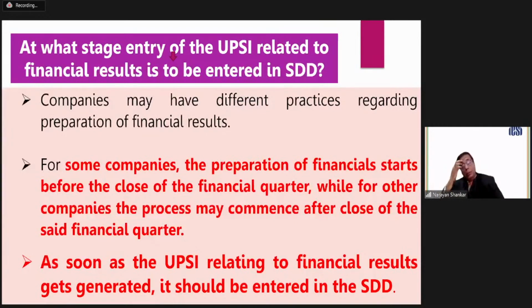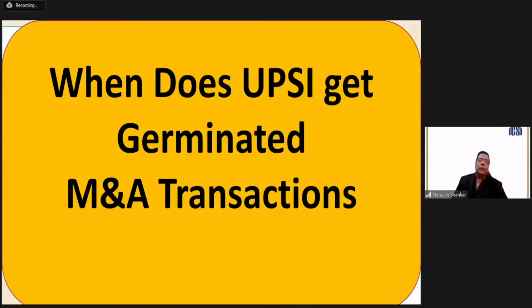Now coming to, when does UPSI get generated in other transactions? UPSI gets generated where the probability of going ahead with the information, the transaction or event, is higher than not going ahead, and such information is likely to affect the price of the securities. Okay, so let us go through 2 or 3 case laws of SEBI to give you a feel as to when UPSI gets generated.